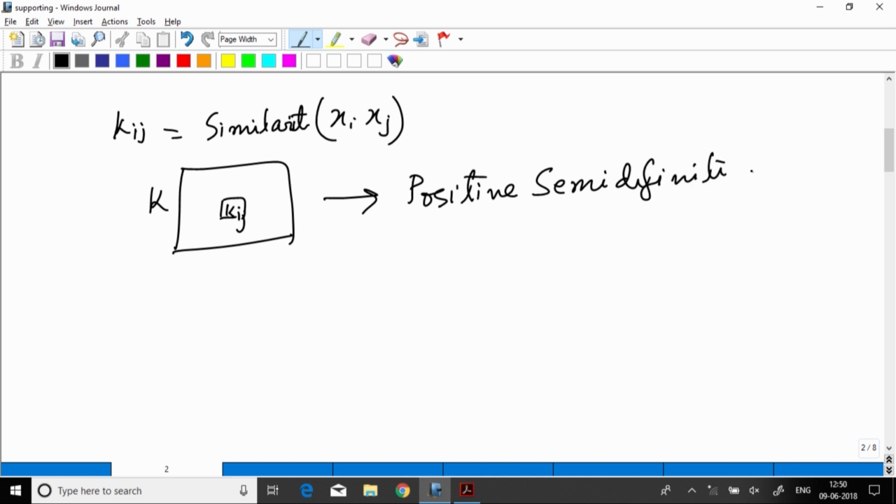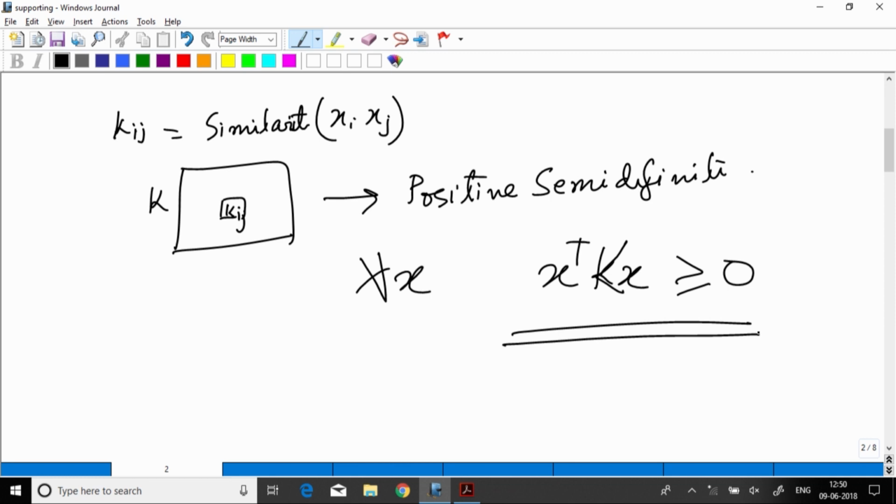And what does it mean by positive semi-definite? If you have all the points x in the same sample space, and x transpose Kx is greater than or equal to 0, if your K matrix satisfies these conditions, then we will call it positive semi-definite.